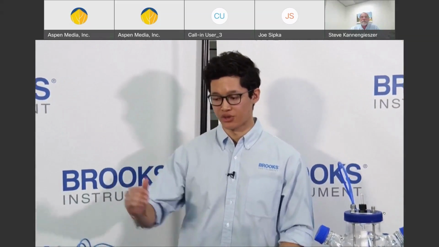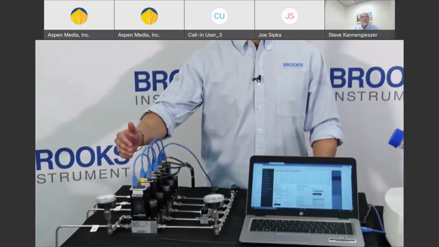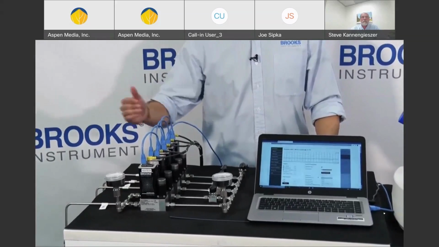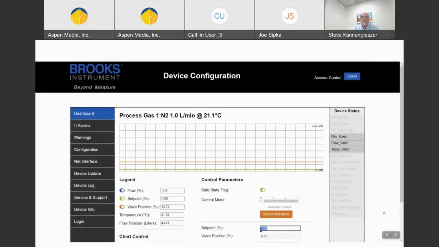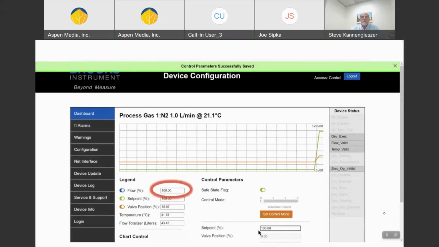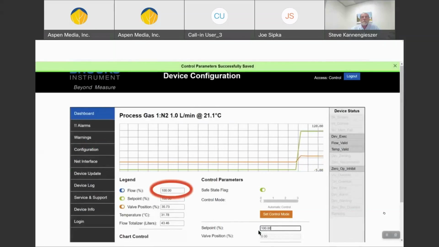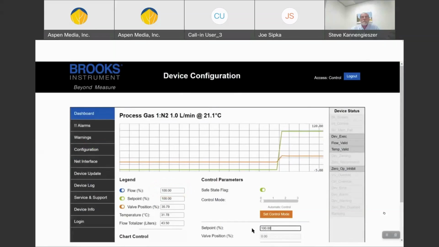So next I'm going to showcase the 1 liter Biotech MFC and run this also at 4 cc's per minute, which is 0.4% full scale. First, let's run the 1 liter Biotech MFC at 100% full scale, which will of course give us a 1 liter per minute steady flow.